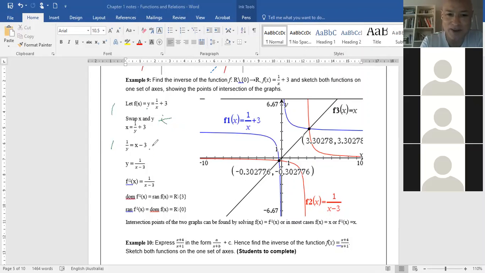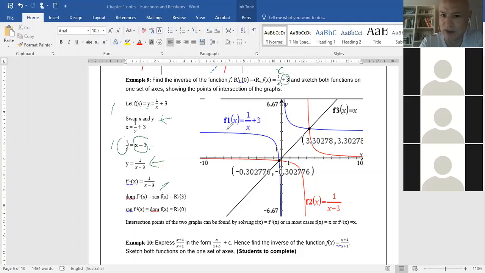By subtracting the 3, and then to find y, I just flipped it. So I flipped this one and I flipped this one. That's how I got my y equals 1 divided by x minus 3. So there's my inverse. I know that this is a particular type of graph because it's 1 on x, it's a truncus, and it's been translated 3 units up. And I've sketched it all on the calculator.